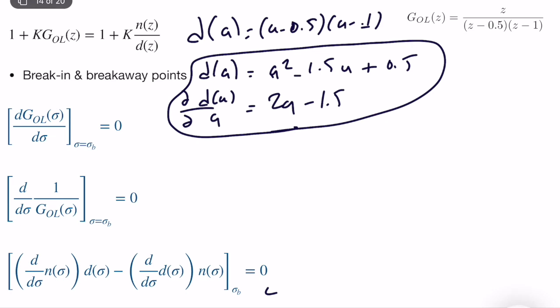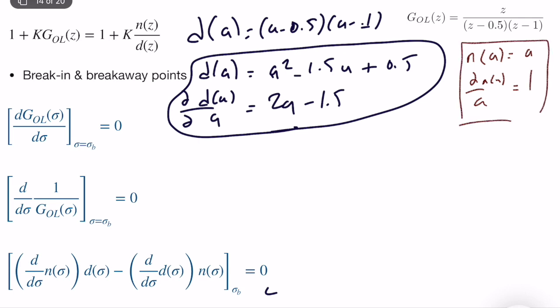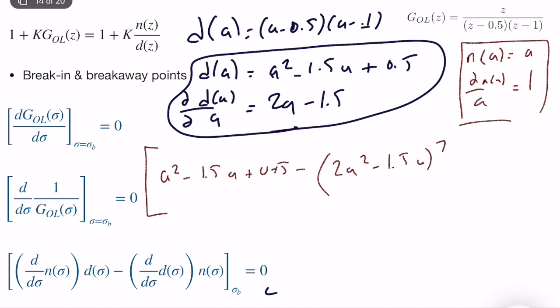So what is n a? It's equal to a. What is the derivative of n a with respect to a? It is equal to 1. That's great, so it's easy. So let's write this second equation. The derivative of n is equal to 1, so I need to use that. A squared minus 1.5a plus 0.5 minus, okay, the derivative of this multiplied with a, so it's equal to 2a squared minus 1.5a should be equal to 0.